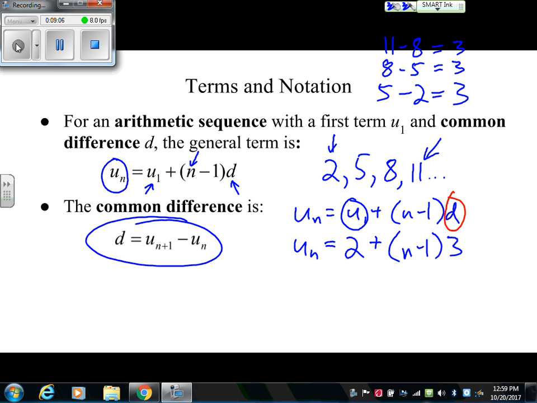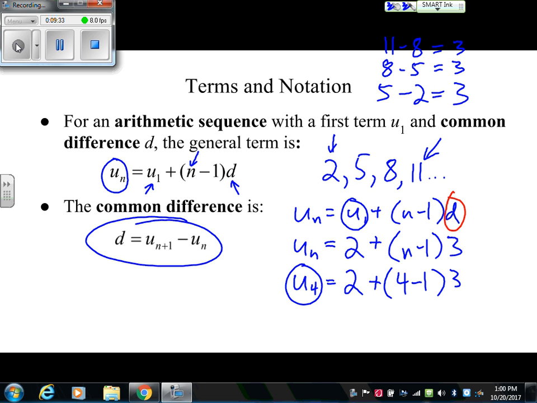But let's pretend I didn't know that. So let's say I was looking for the fourth term. I'm writing that as u sub 4, which just means the fourth term. So it's not the number 4, it's just the fourth term in the pattern, whatever that is. And so then I have my first term here, plus n, which was 4, because I'm looking for my fourth term, that's my term number, minus 1 times 3.